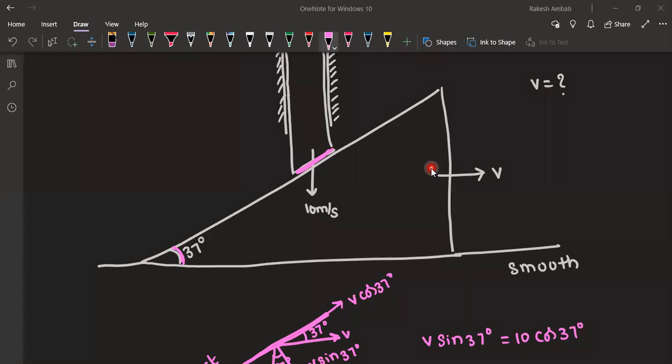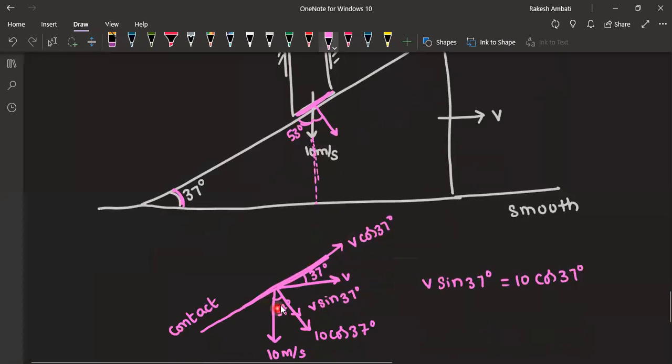What is the angle over here? Trigonometry completed? Yes, sir. Okay, 53 minus 37. So this is 53 degrees. If this is 53 degrees, 90 minus 37. Now what about this angle? If this is 53 degrees, this is 37 degrees. Same thing, 37 degrees. Correct?